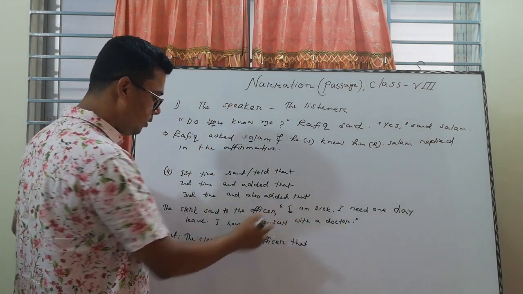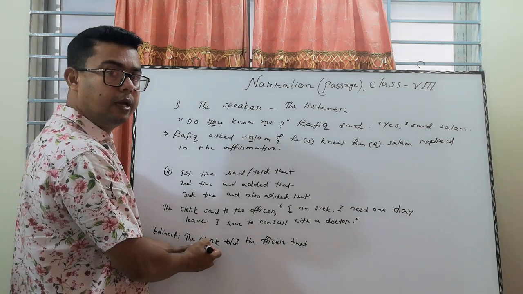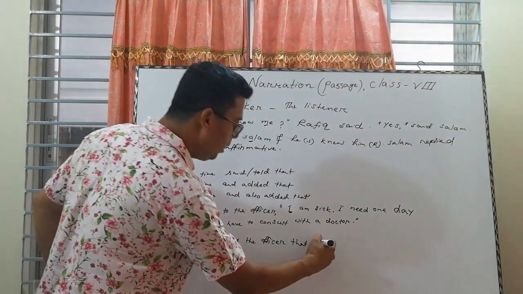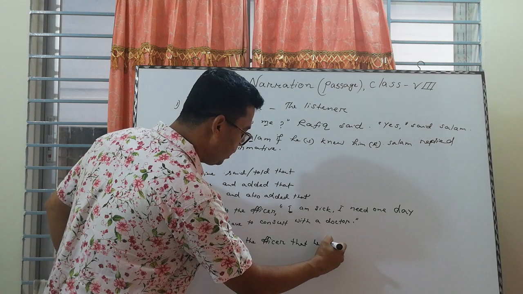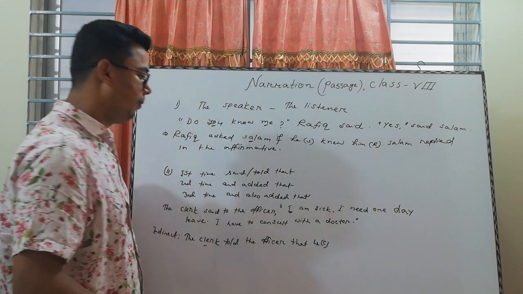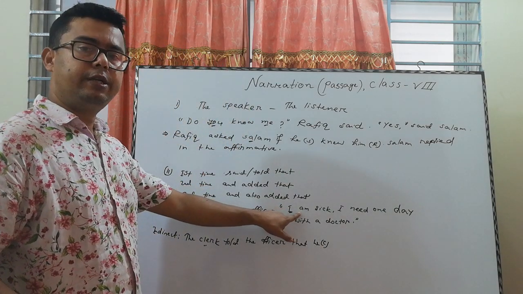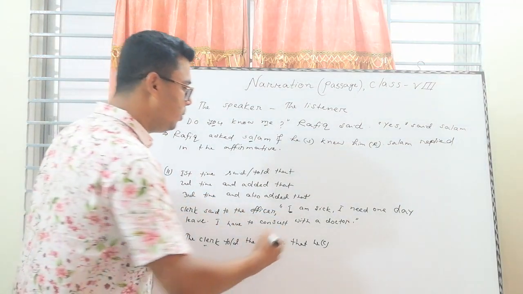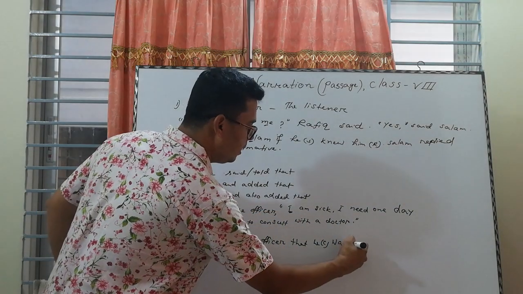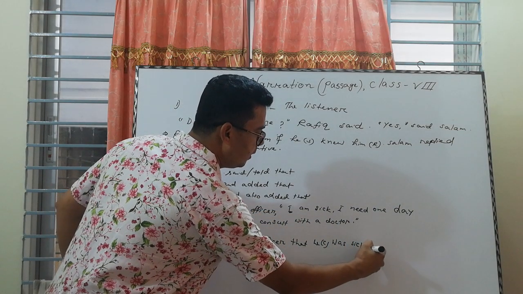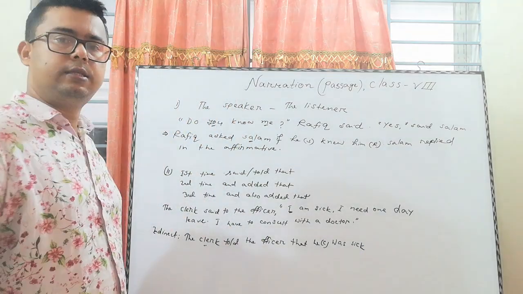I, this is first person, should be converted to the clerk, then it should be he, and you can write also she. Am, is, are converted to was, then it should be was. He was sick.